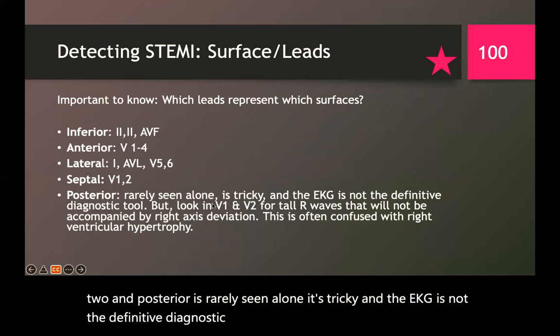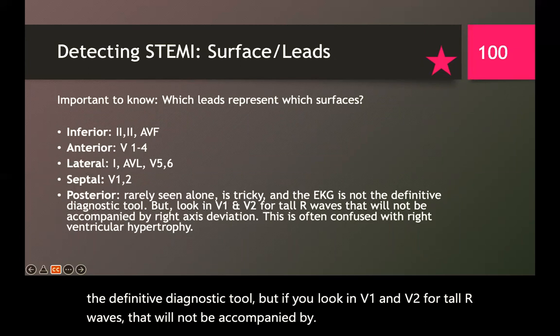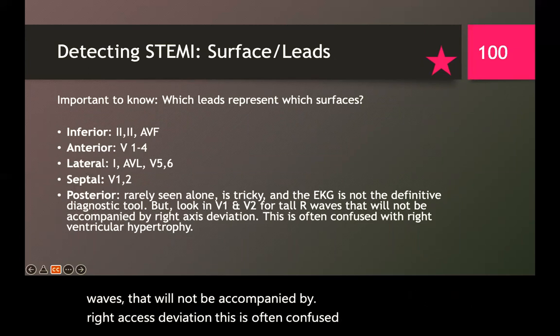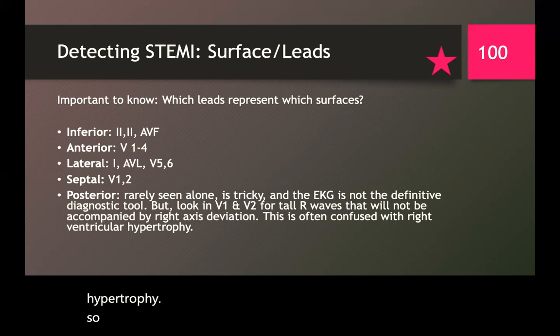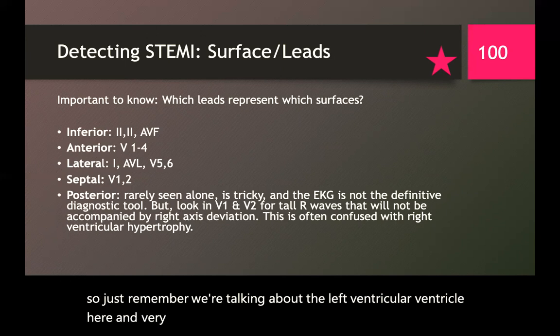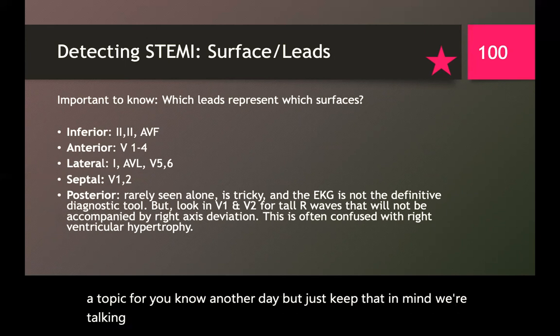But if you look in V1 and V2 for tall R waves that will not be accompanied by right axis deviation, this is often confused with right ventricular hypertrophy. So just remember, we're talking about the left ventricle here, and very few MIs actually occur in the right ventricle, which is a topic for another day. But just keep that in mind. We're talking about left ventricle here.